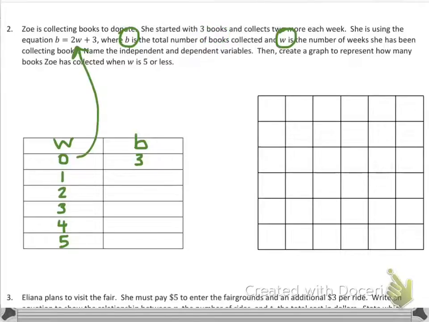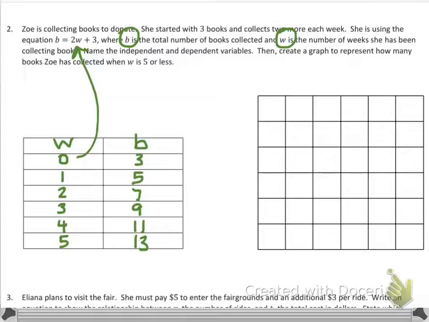Okay. If she collects for 1 week, that's 1 times 2 is 2, plus 3 is 5. If she collects for 2 weeks, 2 times 2 is 4, plus 3 is 7. If she collects for 3 weeks, 2 times 3 is 6, plus 3 is 9. And you can see now that we're going up by 2 every time. So this is an 11. This is a 13.